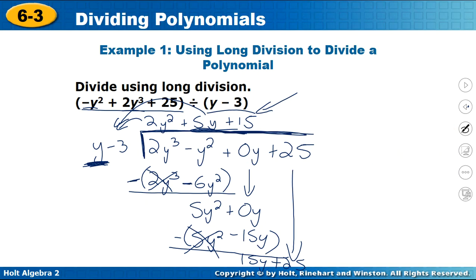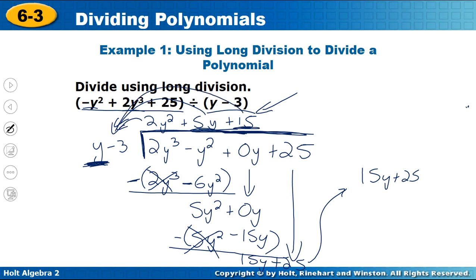All right, I'm kind of running out of room, so I hope you don't mind. I really shouldn't do this because it's going to look terrible, but let's pretend this is moved over here, okay? 15y plus 25. Now we've got to multiply this 15, just like I did the other terms, back into the y minus 3. So 15 times y is going to be 15y, and 15 times negative 3 is negative 45.